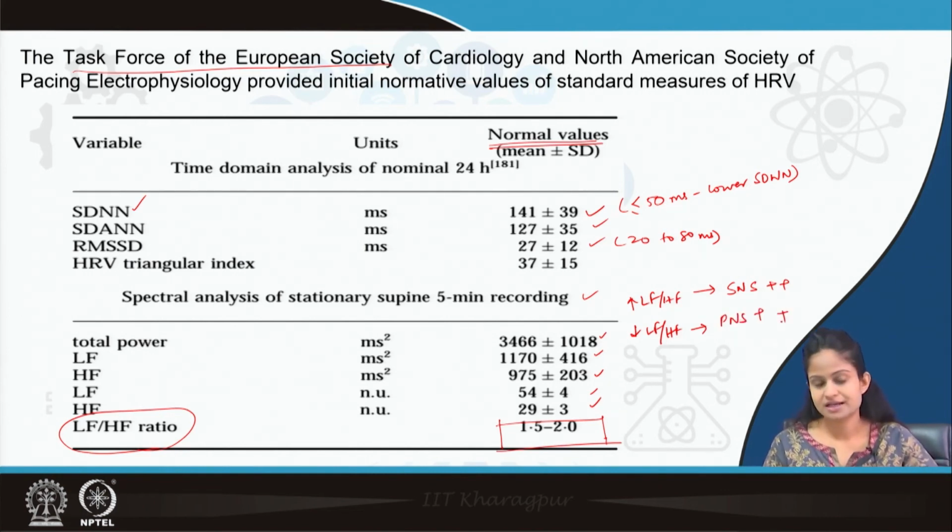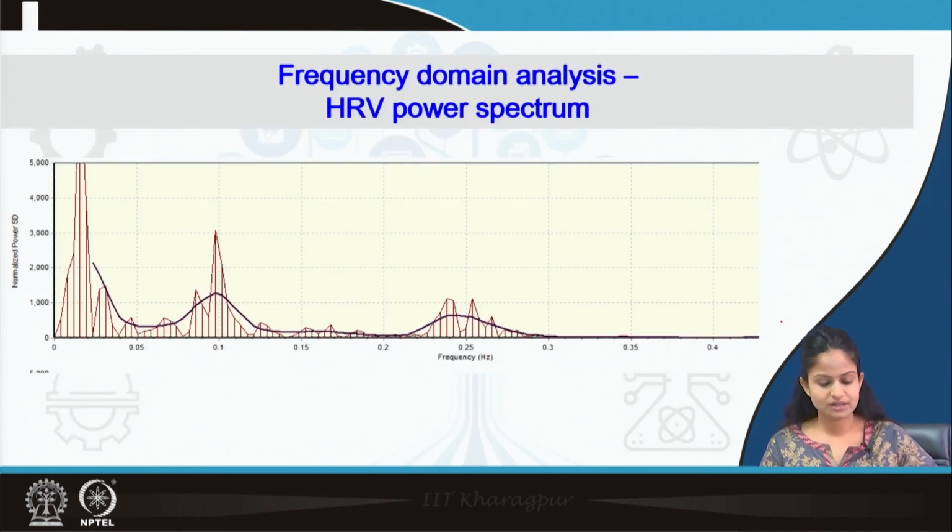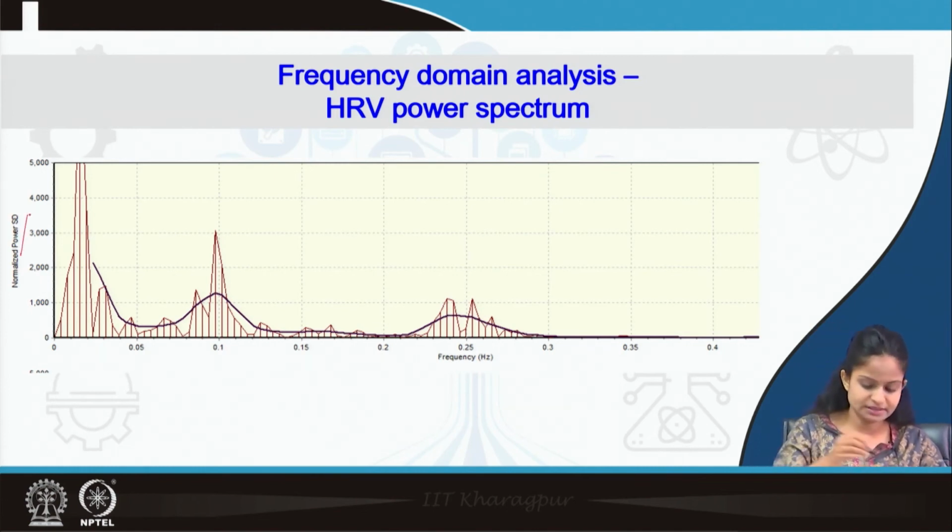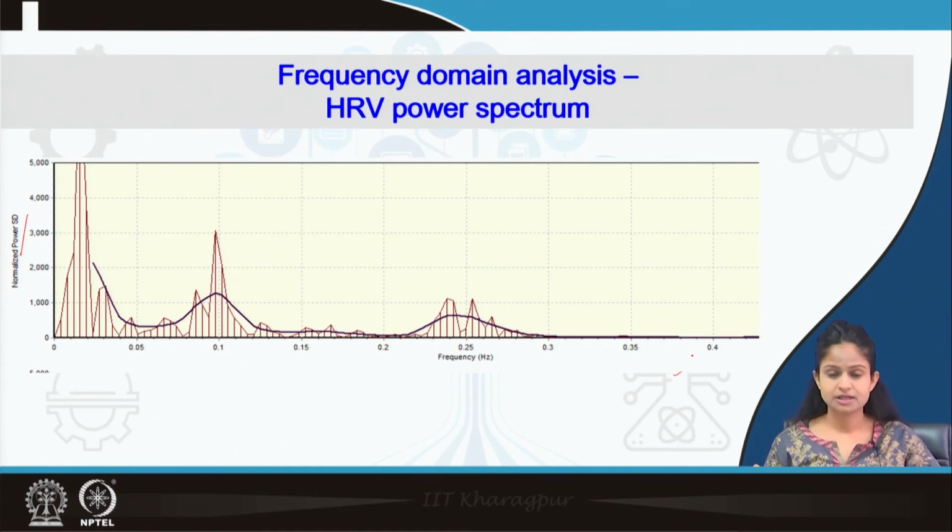So, this is the task force of the European Society of Cardiology, which has given some normative values of the standard measures of the HRV or heart rate variability. So, this is the frequency domain analysis or the power spectral analysis. You can see the normalized power unit is given and this is the frequency which is lying from 0 to 0.4 hertz. So, this is the normalized power, that means the percentage of the power we will see.